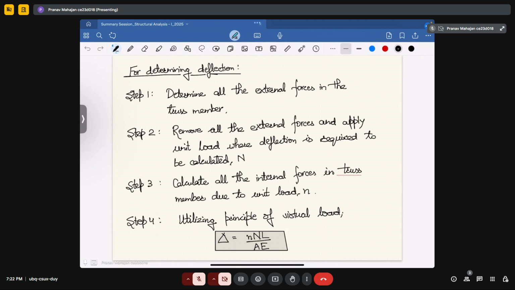Okay, now after that you have to calculate, after applying your unit load, the forces N.